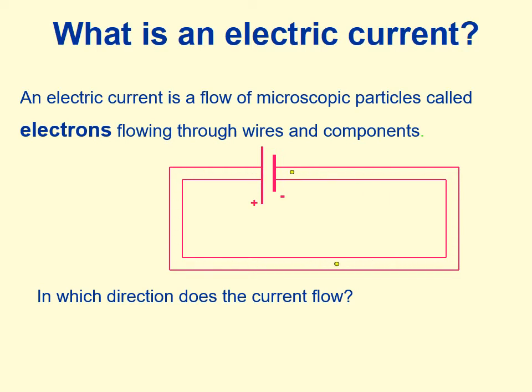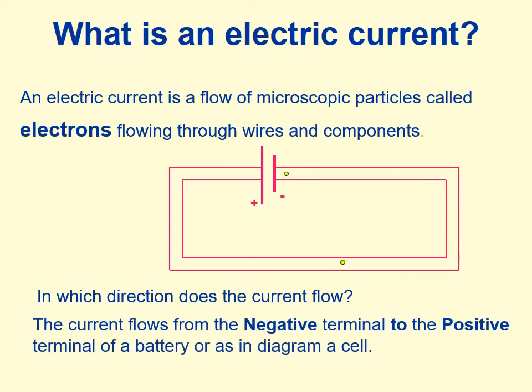Now, in which direction does the current flow? Which direction do these electrons flow? Well, the current or electrons flow from the negative terminal, which we can see here, to the positive terminal, which we can see here. Now, electrons are negative in charge, and they're repelled from the negative terminal and attracted to the positive terminal. Opposites attract. So your negative electrons are attracted to the positive terminal.